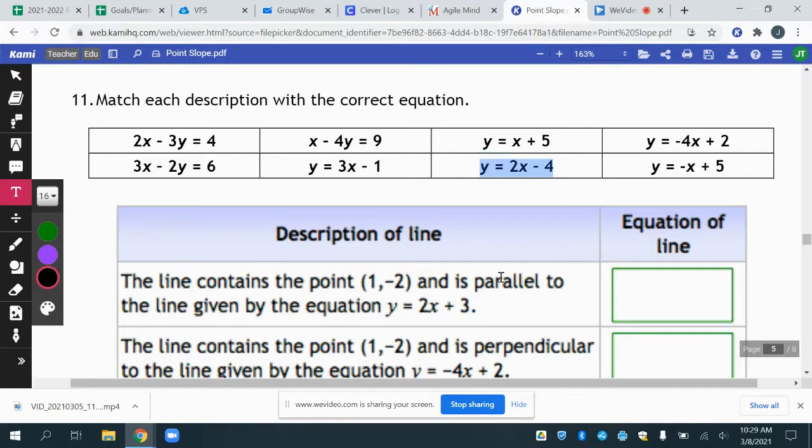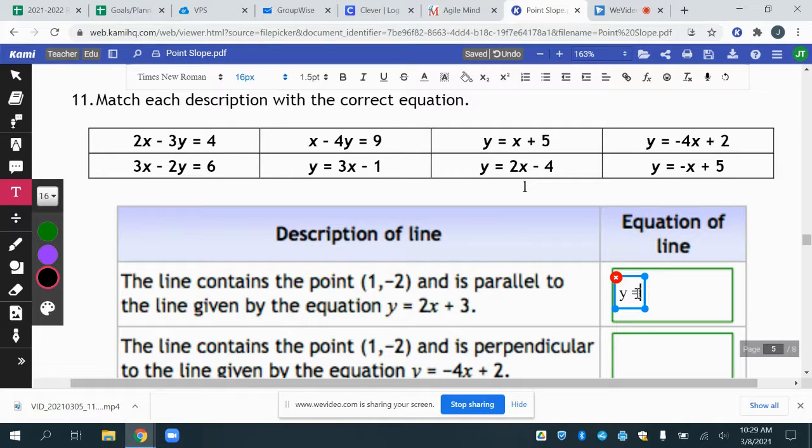So I'm going to double check: if I plug a 1 in for x, do I get a -2 out for y? If I plug a 1 in here, I get 1 times 2 is 2, minus 4 is -2. Hey, that's perfect. So let's type in that equation: y equals 2x minus 4. That's parallel to this. It has the same slope, and the 1 and -2 work for x and y in here.